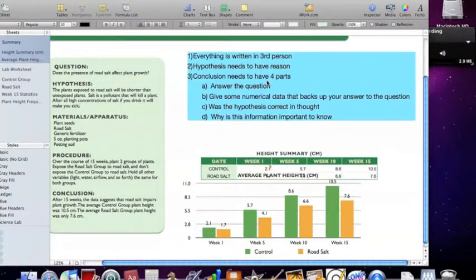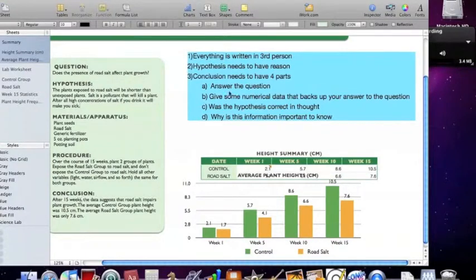Conclusion needs to have 4 parts. First off, we go back to the question and reread it to see if the conclusion answers the question, because that's the whole reason we're doing the whole thing. It says, does the presence of road salt affect plant growth? So let's see if they concluded anything about whether it has any effect. It says after 15 weeks, the data suggests that road salt impairs plant growth. So right there, they've just answered the question. So A plus on that, good job.